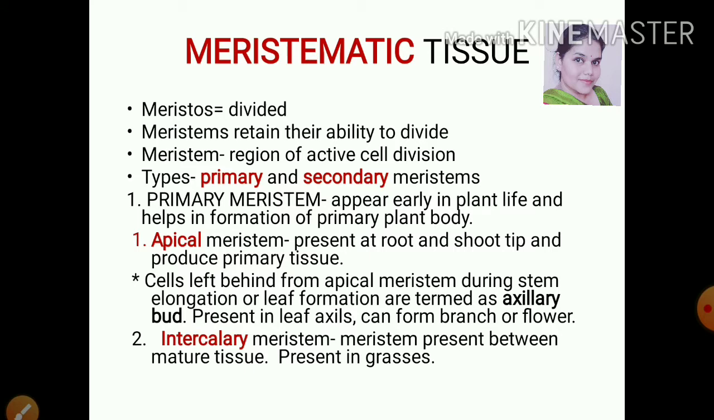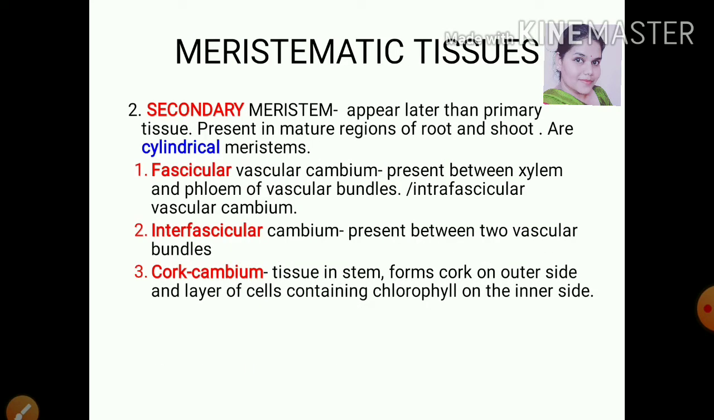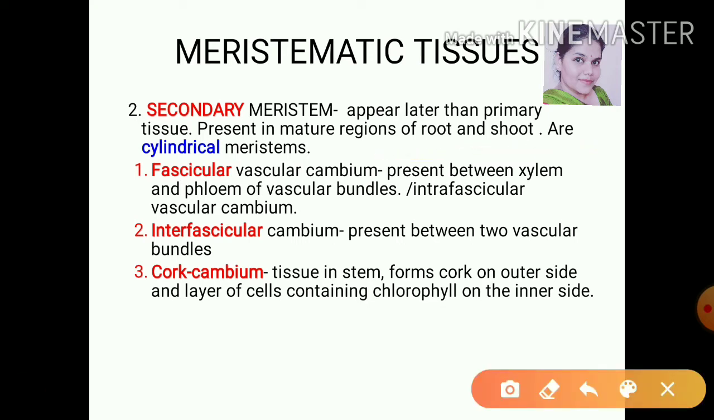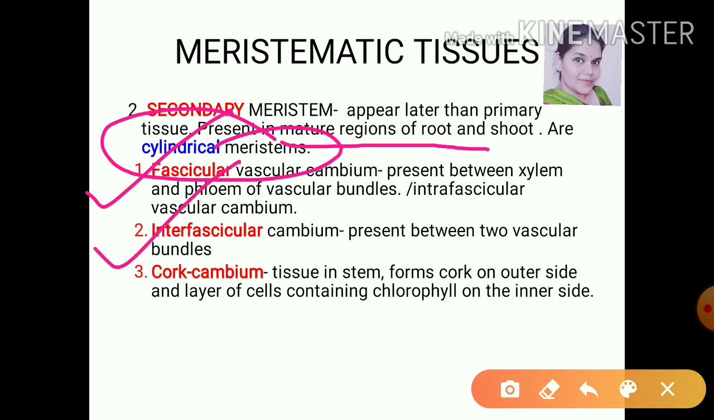Now, secondary meristematic tissue is the tissue which helps in the development of the plant's body in the later stage. It appears later than primary tissue and is present in mature regions of root and shoot. These are cylindrical meristems, which means they appear cylindrical, and they are of three main types. First, fascicular vascular cambium. Next is interfascicular cambium, and third is cork cambium.